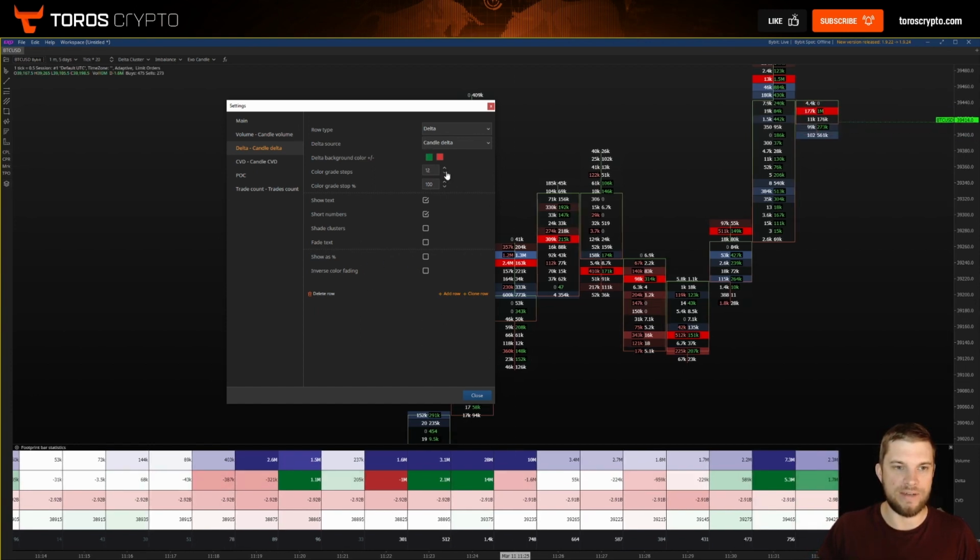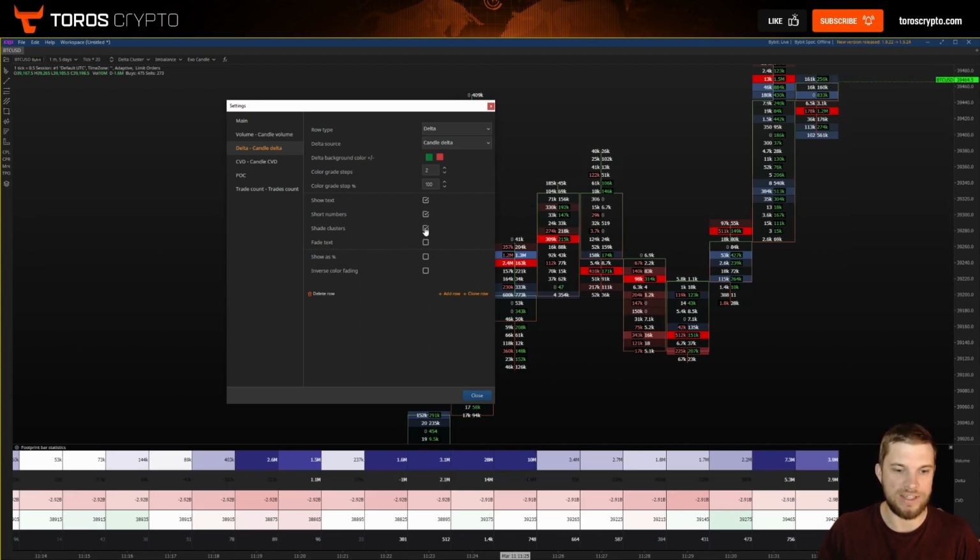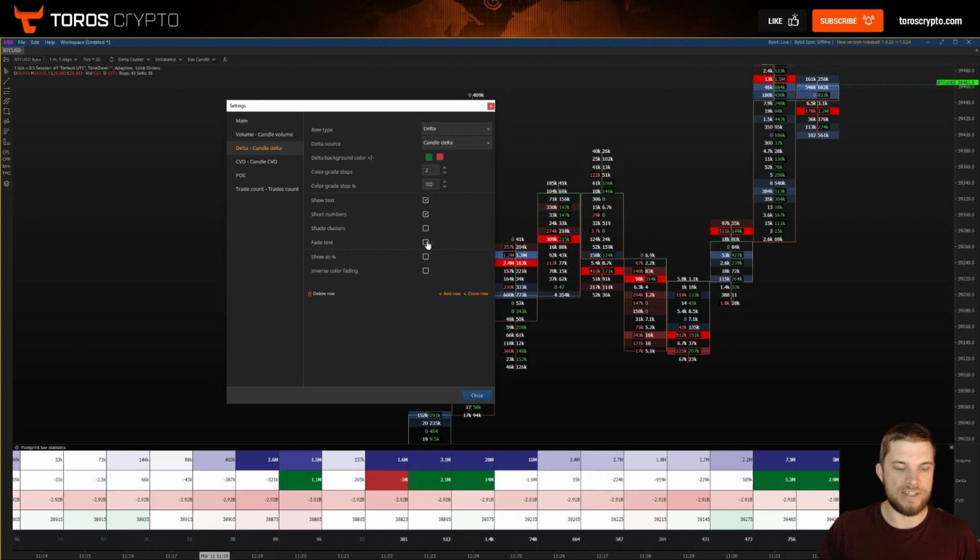Again, with delta, if you bring that all the way down, you're just looking at either red or green or nothing. You can show your text, you can choose not to show your text, you can choose long numbers, short numbers, all of these kinds of things. You can fade your clusters, you can fade your text, and so on. You can show it as a percentage. This is very useful for delta as well, where you can see, at this point, you're getting 71% more being bought at market than sold, and so on.